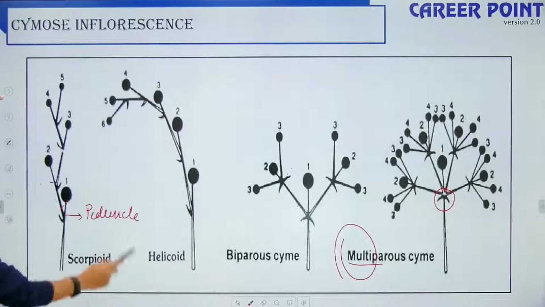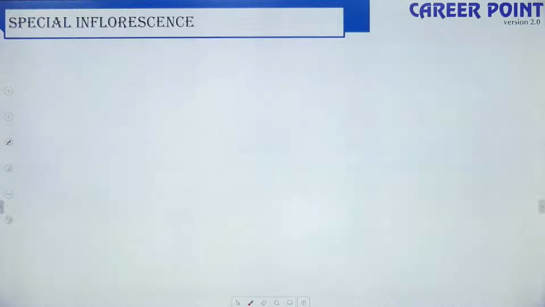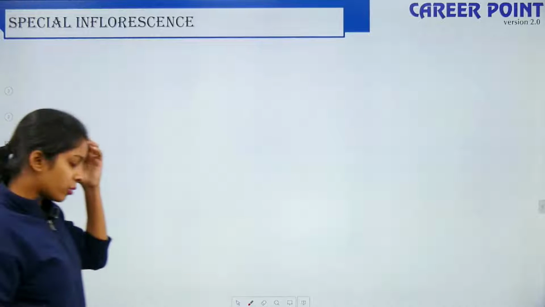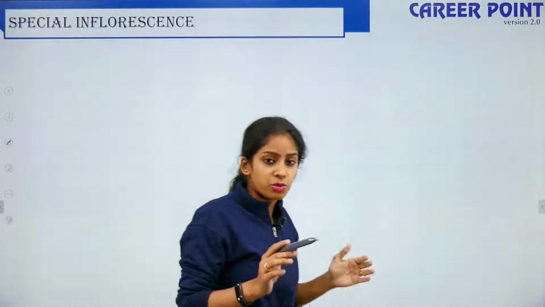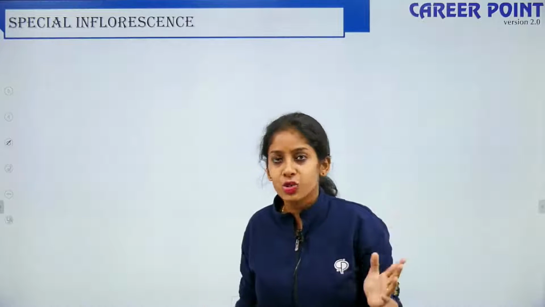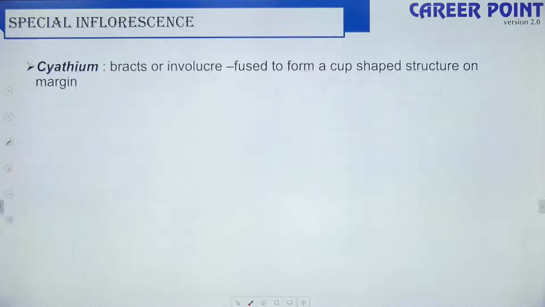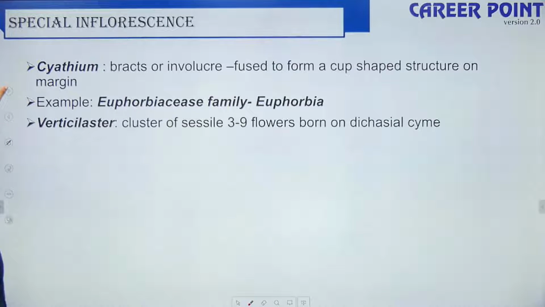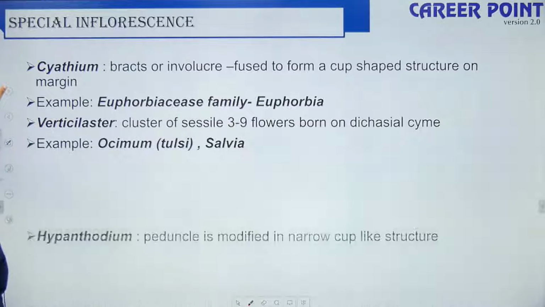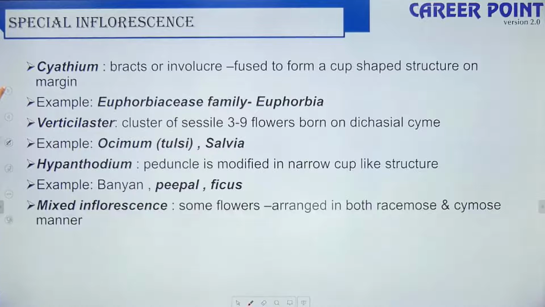Okay. So I hope you have understood the picture. So we have your scorpioid and we have your helicoid. So the next one, special type of inflorescence. We have discussed only 2 types of inflorescence, racemose and zymose. Under racemose we had 8 types and under zymose we had 3 types. Now what is the special type of inflorescence? The first one is xanthium. Okay. Then it is your verticillaster. Then the third one is hypanthodium. So you have 3 types.